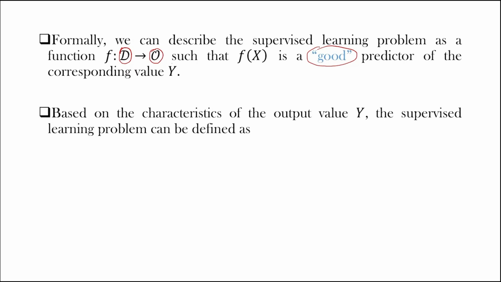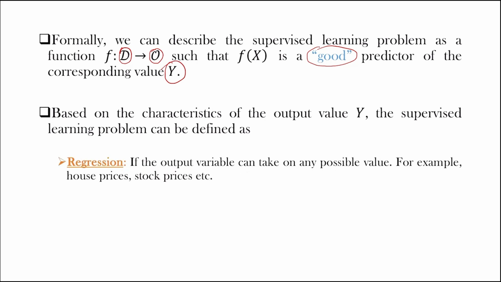So now again, based on this value of y, I can categorize my supervised learning problem in two ways. First is the regression task, if the output variable can take any possible value. For example, I want to predict the house price based on some features of the house, or maybe I want to figure out the stock price of a certain stock based on the values of the previous day. In the regression problem, the output variable y can be anything.